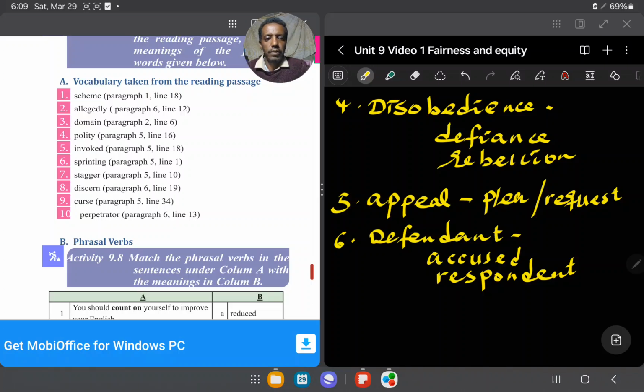Now number 1, according to the context, scam means, and you can find it in paragraph 118. By the way, don't forget, please try to see the lines. Just go there in the passage. The first one, take information from the passage.